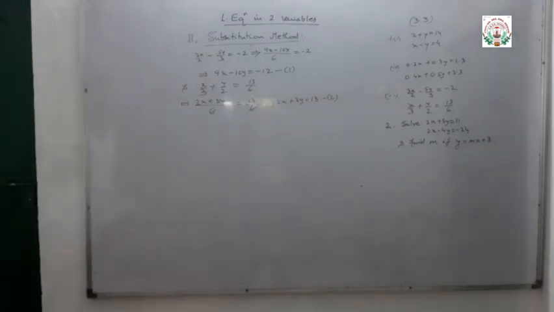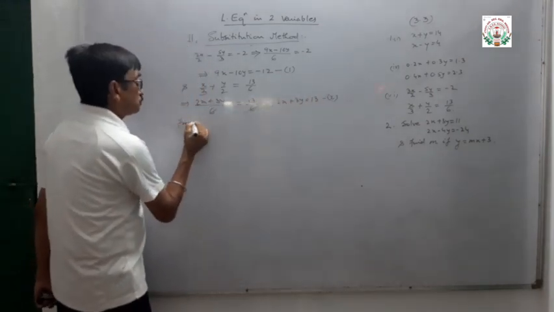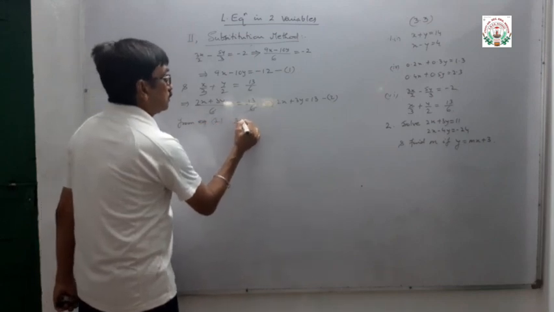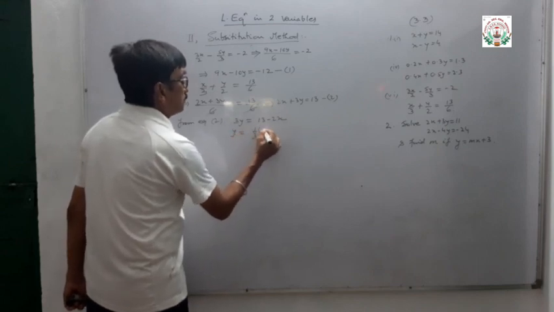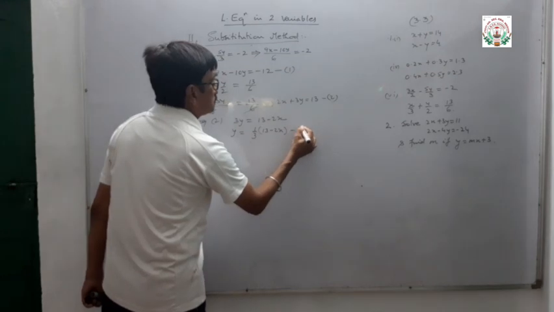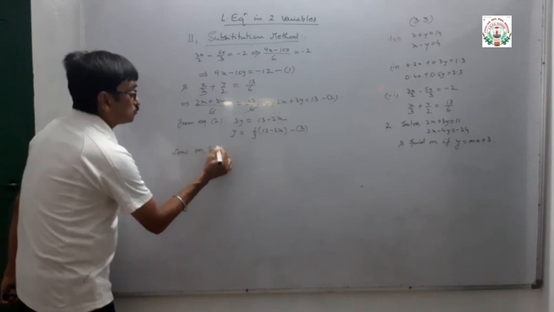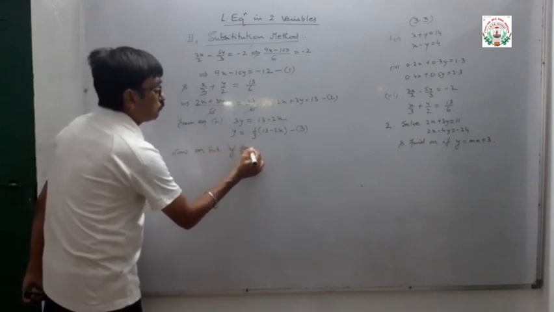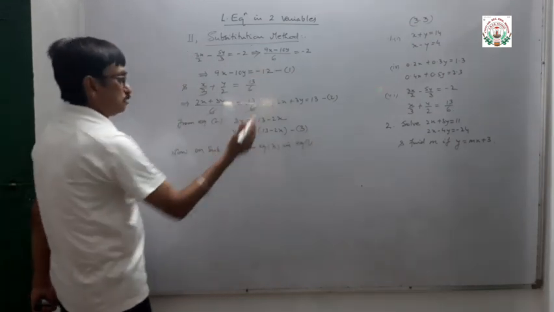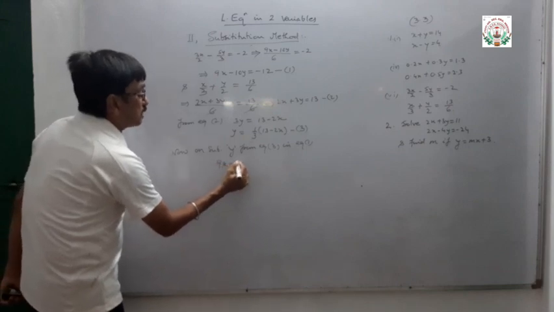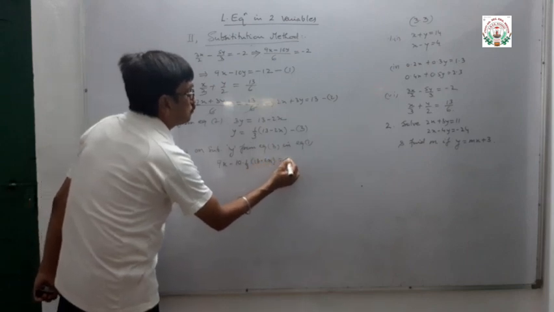Now I am going to take out the value of y from equation number 2. From equation number 2, 3y equals 13 minus 2x. So y equals 1 by 3 bracket 13 minus 2x, which is our equation number 3. Now on substituting y from equation number 3 in equation number 1, we get 9x minus 10 into 1 by 3, 13 minus 2x, equals minus 12.